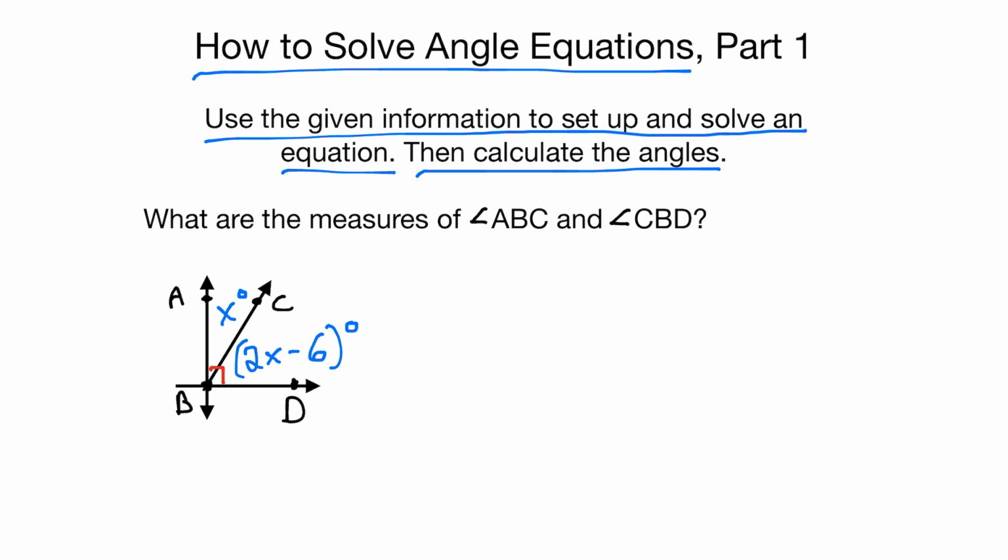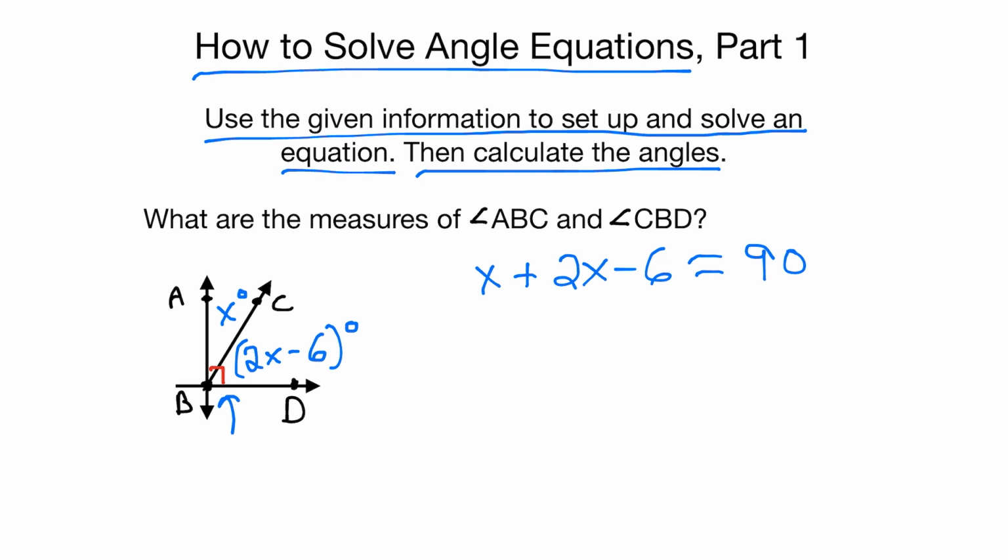Well, we look at the figure and we notice that angle ABD is a right angle. They gave us this little box in the corner, so we know this is a 90-degree angle. So we know the two angles together are complementary, so they equal 90 degrees when added together. So we have x degrees plus we have 2x minus 6 all together needs to equal 90.